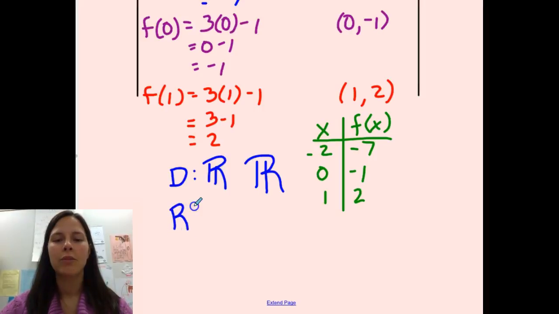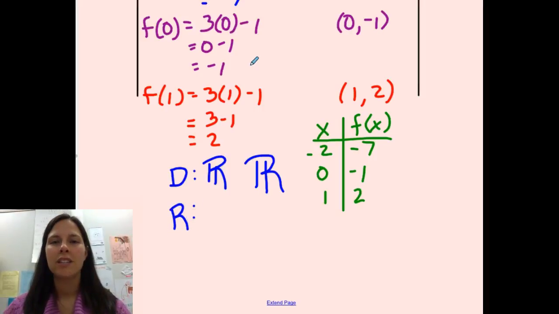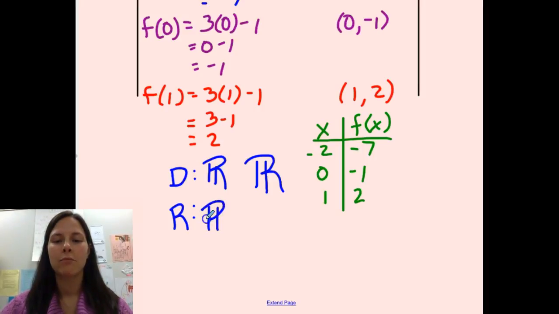Range is what we get out of the function. When you look at this function, it's a line. We get all numbers out of a line. So again, we have all real numbers for our range.